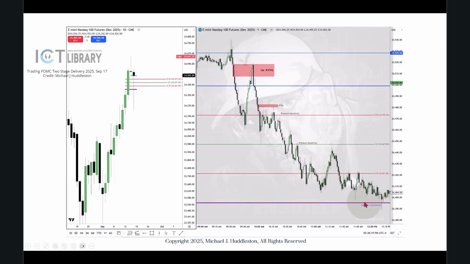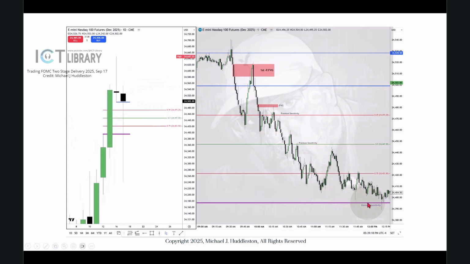So now I highlighted this level here purple. You can see it's now discount sensitivity, and that's what this is here. So this purple line is this purple line here, so that way we can track it. And now I'm zoomed in on the daily chart over here so we can see a little bit more detail.